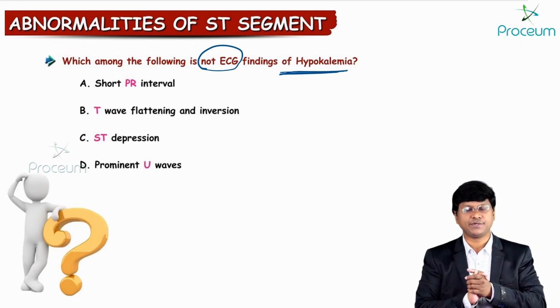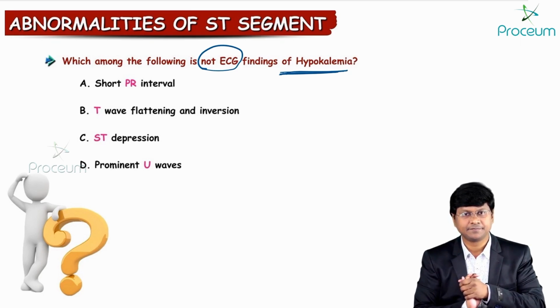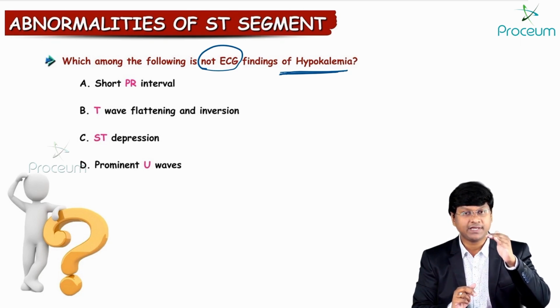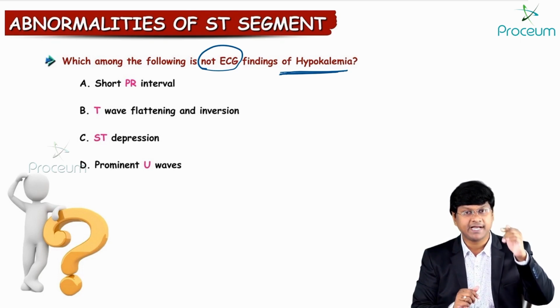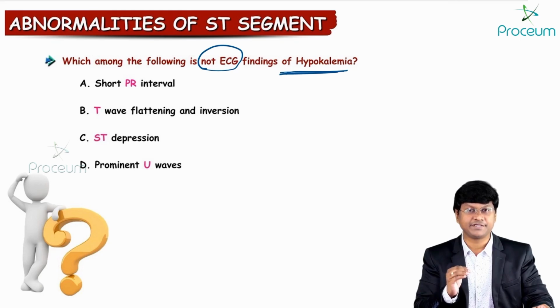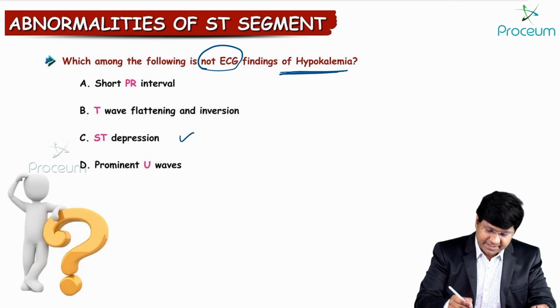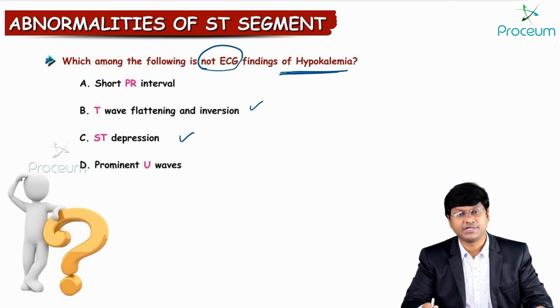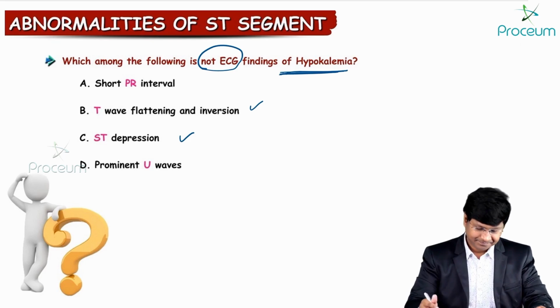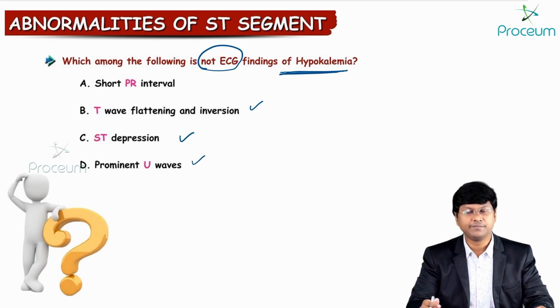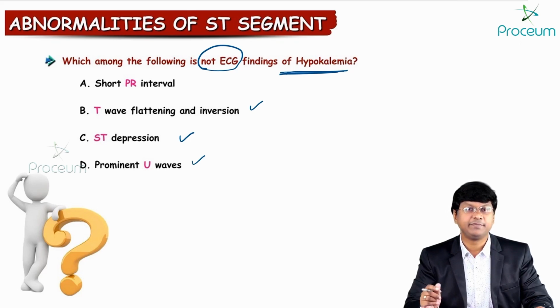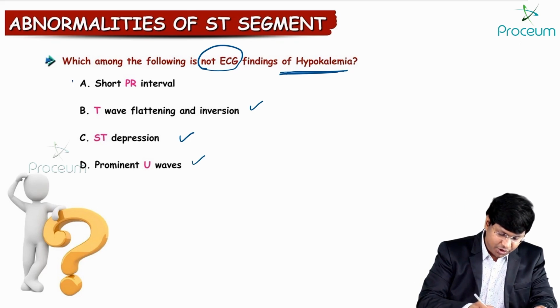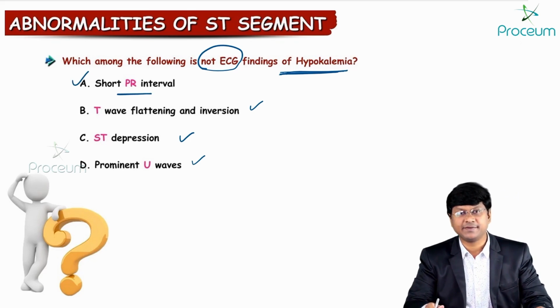Now, one important point that you need to know is in the abnormalities of the ST segment, in hyperkalemia you have ST segment elevation, whereas in hypokalemia you have ST segment depression. So, ST segment depression can be seen in patients with hypokalemia. And in hypokalemia, the earliest change is the flattening of the T wave. And there is also development of the U wave after the flattening of the T wave. So that is your hypokalemia ECG changes. But remember, in hypokalemia there will be prolongation of the PR interval. Short PR interval will not be seen in patients with hypokalemia.